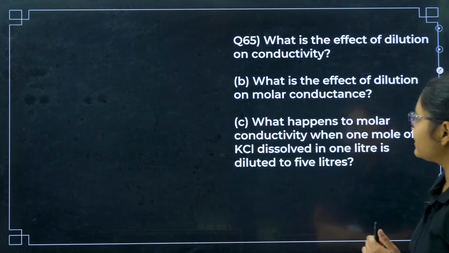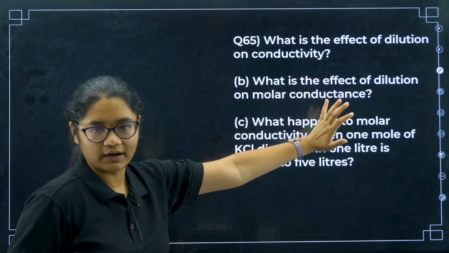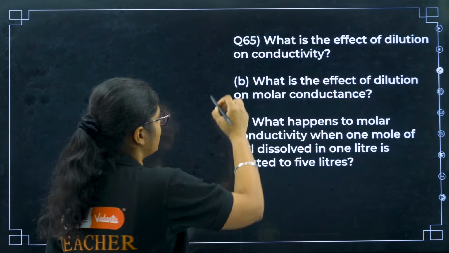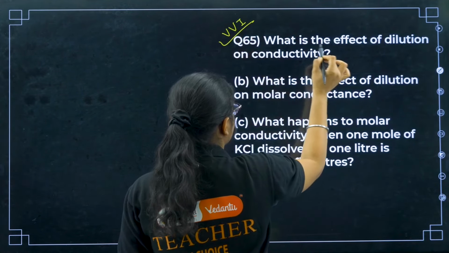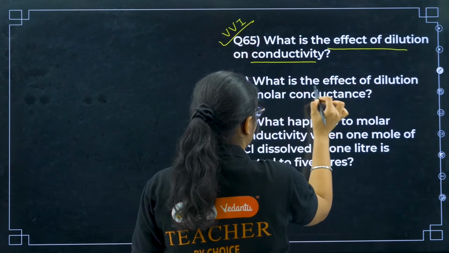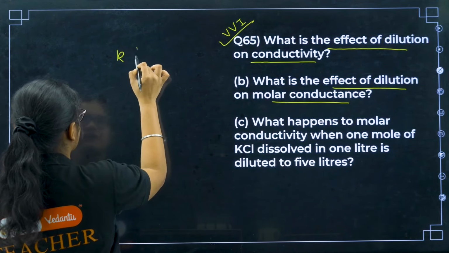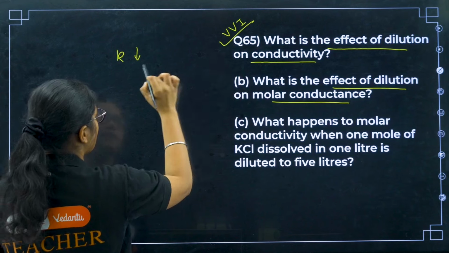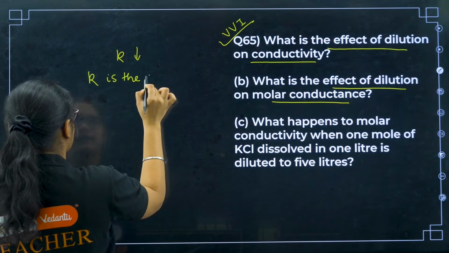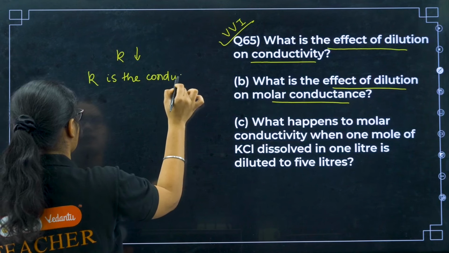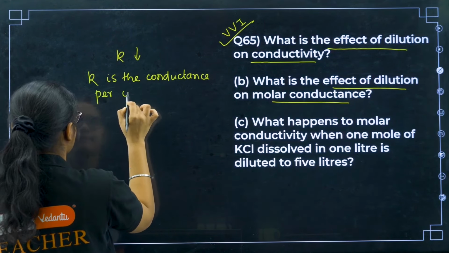Next, what is the effect of dilution on conductivity, effect of dilution on molar conductivity? This is also a very important question. I'll mark it as very important. This part especially is very important. So what you should remember here: conductivity decreases on dilution. Why? Because conductivity is the conductance per unit volume.